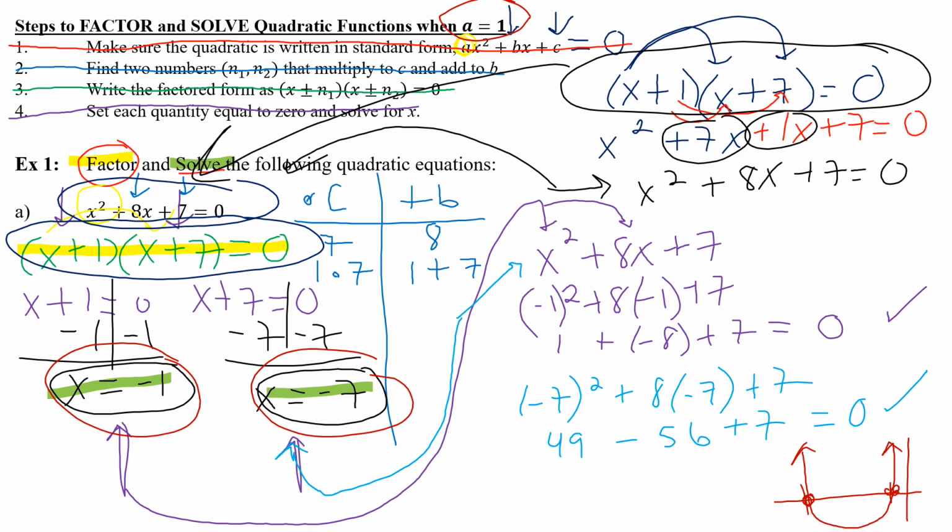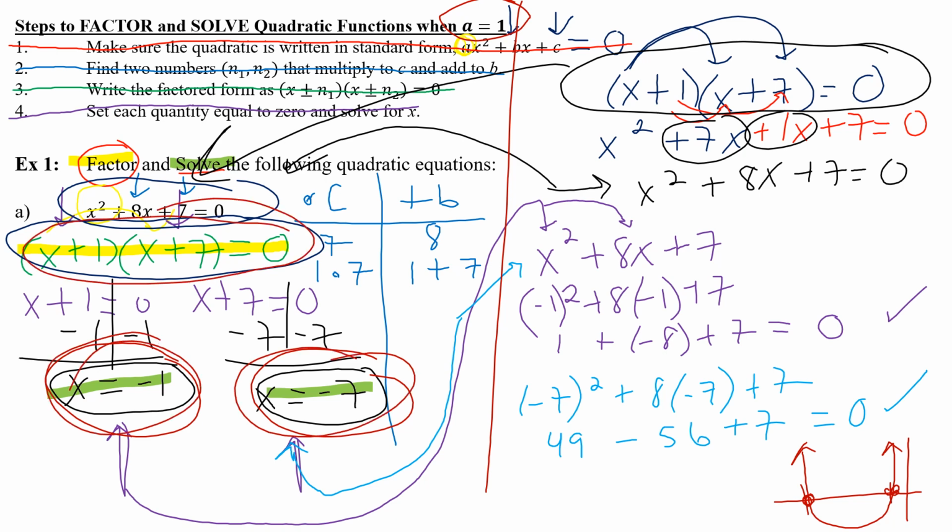Now, keep in mind everything to the right was just extra work, to show you and try to explain what was going on. Factor form was this one right here, and then the solutions were these right here. Those would have been the answer for number 1.